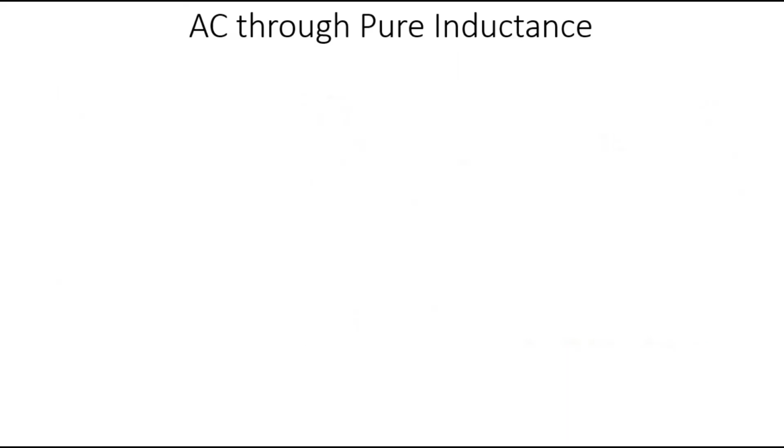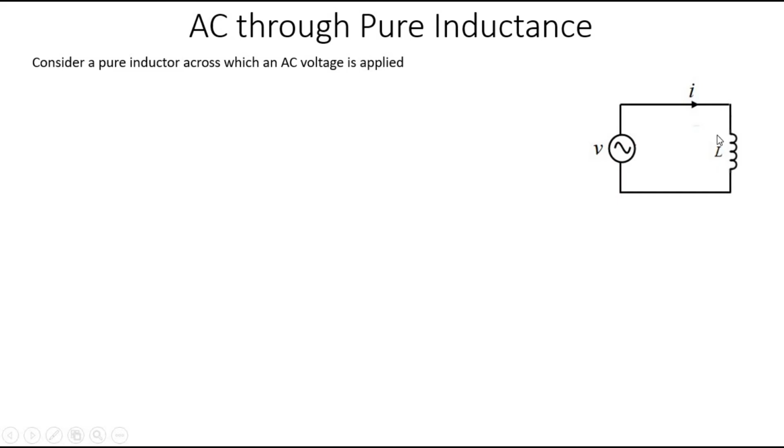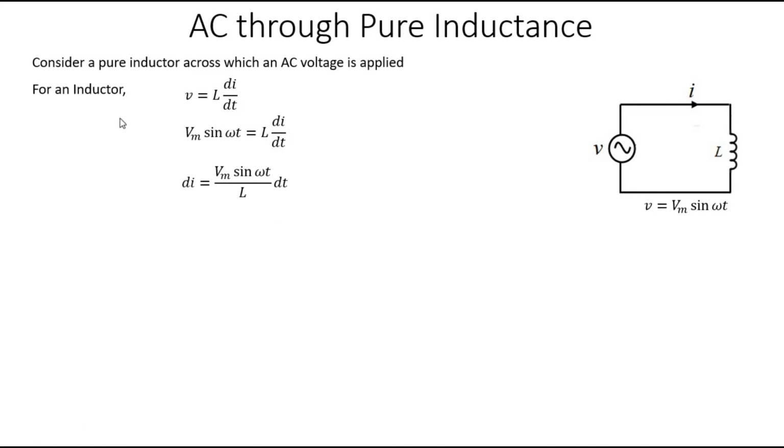So next we can analyze AC through pure inductance. Consider a pure inductor across which we are applying an AC voltage. L is the inductance of the inductor, and we are applying V equal to Vm sin omega t, a sine wave with maximum value Vm, across the inductor. So a current I will be flowing through it. For an inductor we have the equation V equal to L di by dt. Again V is here Vm sin omega t. So Vm sin omega t equal to L di by dt. So we can find di as Vm sin omega t by L into dt.